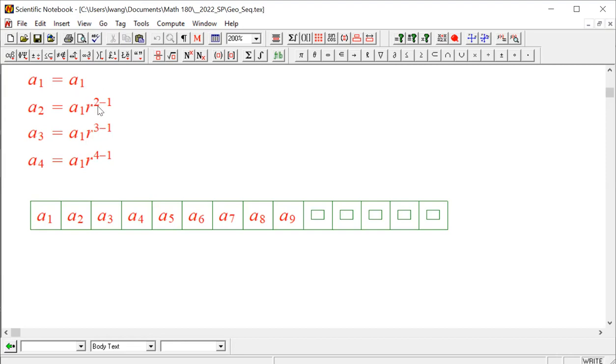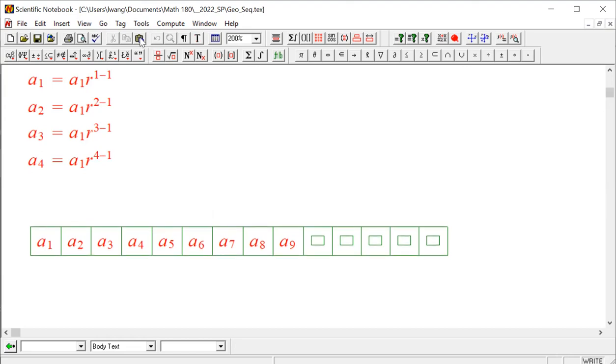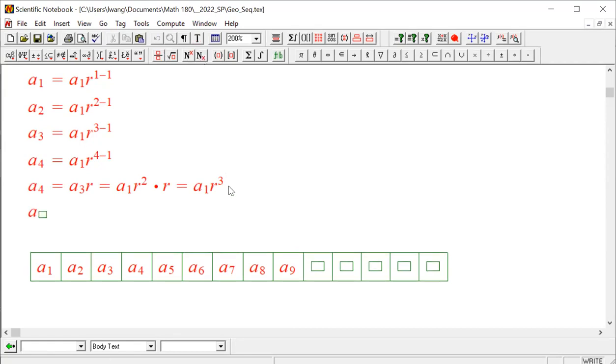Does this fall in the pattern? Well, that can be seen as r raised to the power of 1 minus 1, right? So keep going. If I want to have a sub 5, a sub 5 would be a sub 1 multiplied by r raised to the power of, okay, I wish you to guess it. Just hold on, guess it. That's right. It's going to be 4, right? And 4 is 5 minus 1. Okay, so now we really see the pattern.